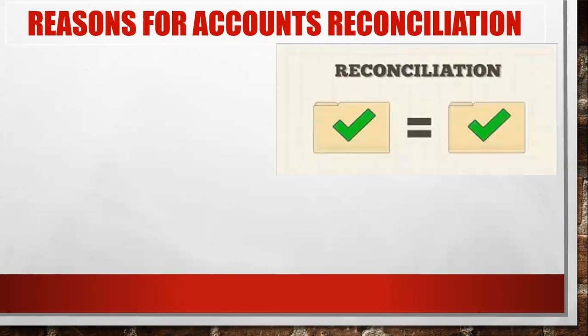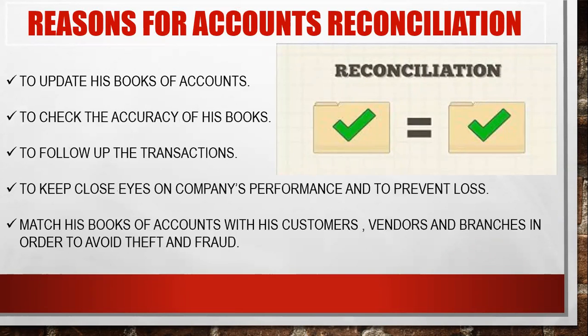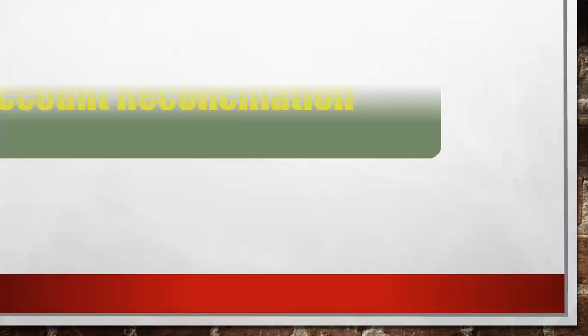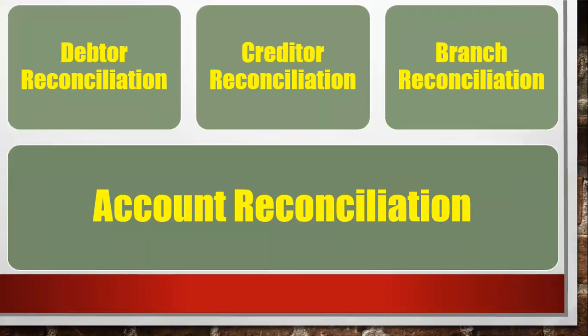So this is the reason for account reconciliation. If you do account reconciliation, your books of accounts will be updated properly and will be accurate. You can follow up your transactions with your debtors and creditors in your business. It will help you prevent loss. And there are three types of account reconciliation you can do. First is debtor reconciliation, creditor reconciliation, and branch reconciliation.